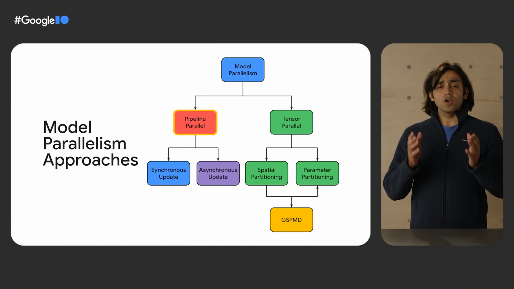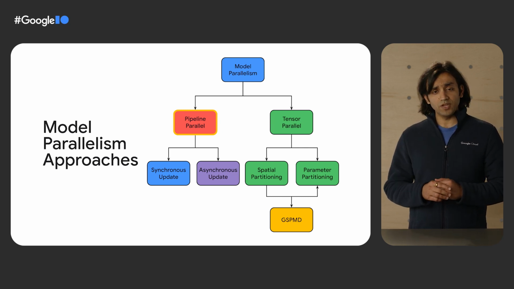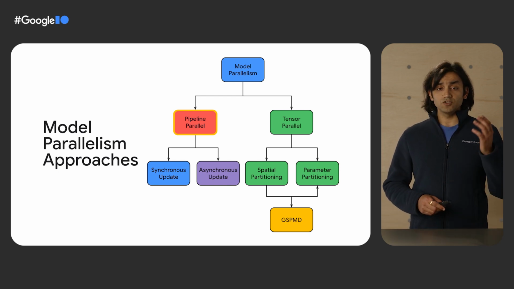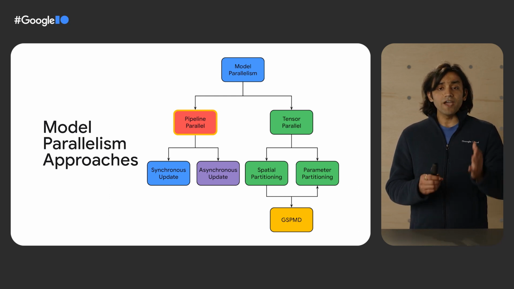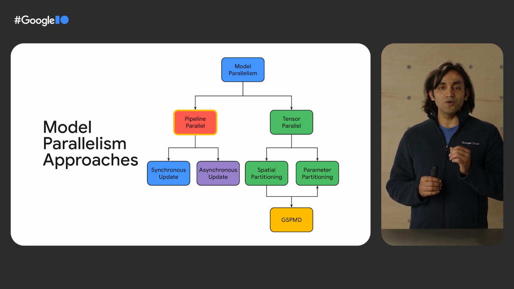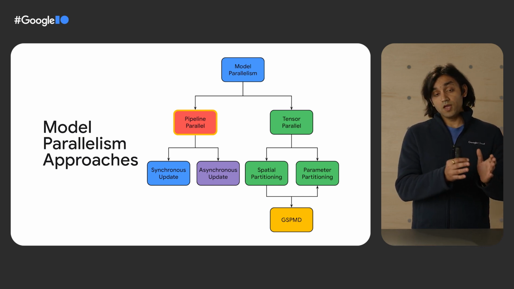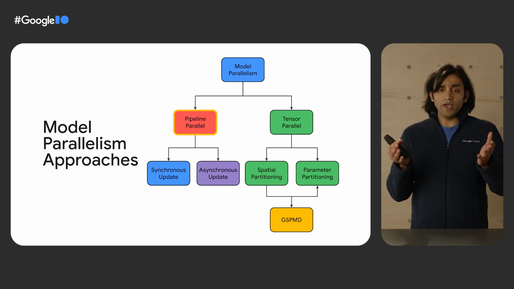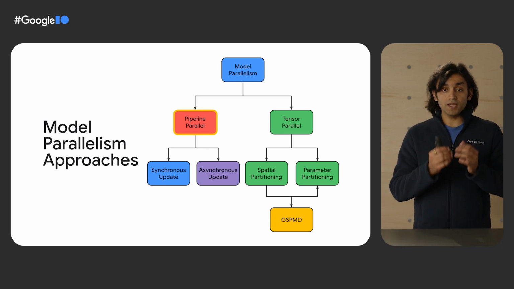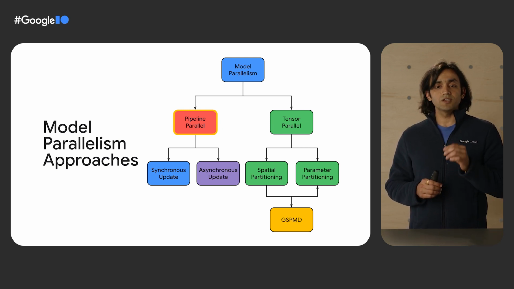Now we will start with some concrete examples of pipeline parallelism, specifically the type called synchronous update pipeline parallelism. Then we'll briefly review the tensor parallel approaches, that is spatial and parameter partitioning. Finally, we'll motivate GSPMD, what it is, why should you care, and how you can use it. Note that you can express pipeline parallel architectures as well with GSPMD. And why are we reviewing these different approaches? It is because in practice, your real architectures may be a combination of 2 or more of these approaches, so it will be helpful to get familiar with them.